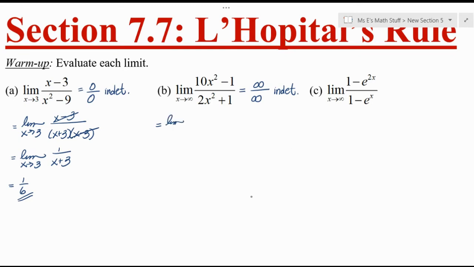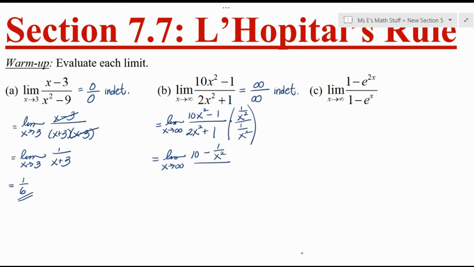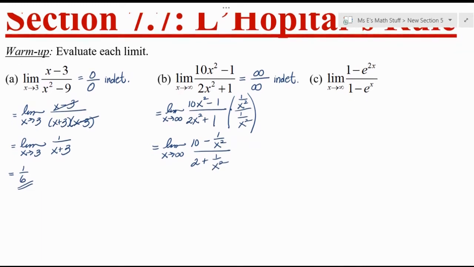I think the technique that most people would be familiar with that we had learned for an infinite limit was to multiply by a creative version of 1, where the degree on x there would match the degree of the denominator. And then distribute that in and cancel as you go. So you'd end up with 10 minus 1 over x squared, over 2 plus 1 over x squared. And then try again. So let x approach infinity.